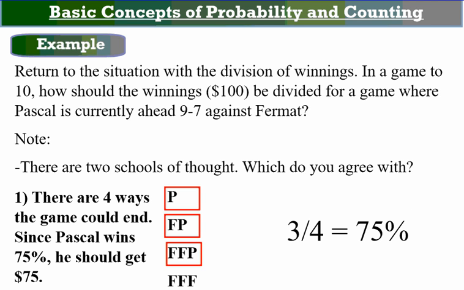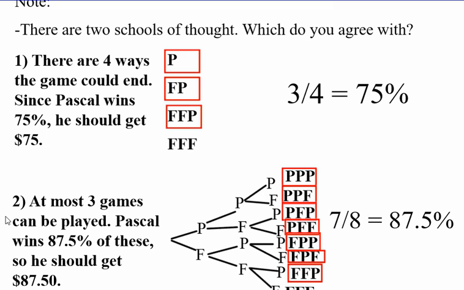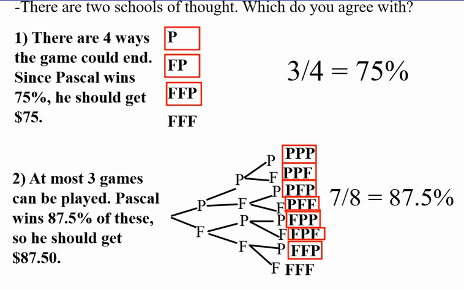So note, there are two schools of thought. Let's see which one you agree with. So the first school of thought, option one, is this. Let's just list out the 4 ways the game could end. Since Pascal is already ahead 9-7, once Pascal wins, that would be done once he gets to 10. So the first option would be Pascal wins the first game. That would be over. Maybe Fermat wins, then Pascal wins. Maybe Fermat, and then Pascal. And the only real way for Fermat to win is he has to win 3 in a row.